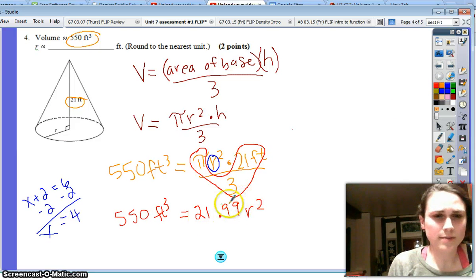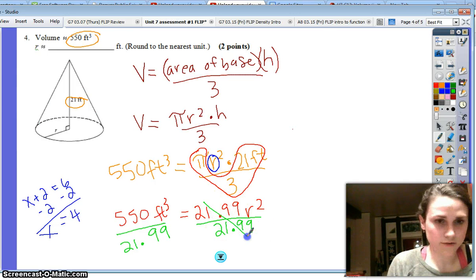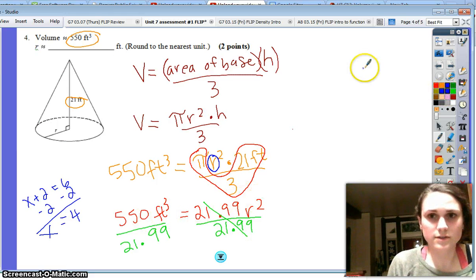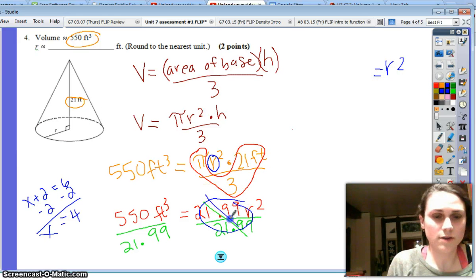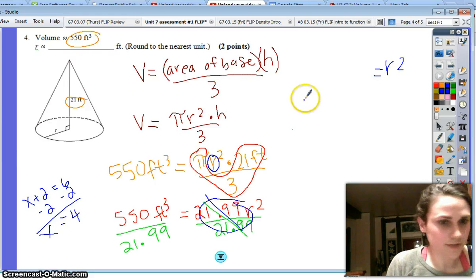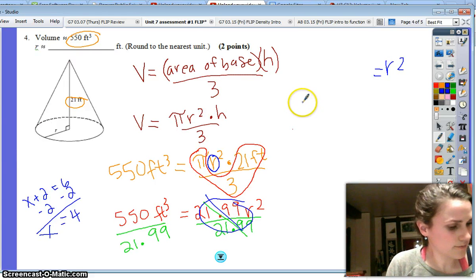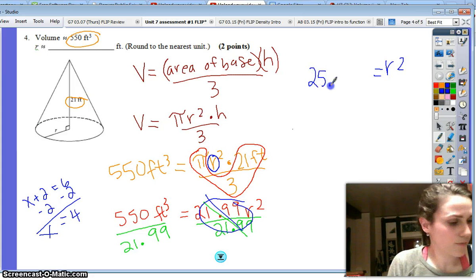I currently have r squared being multiplied by 21.99, and I need to get rid of that. Since they're being multiplied, I need to perform the inverse operation. The inverse of multiplication is division. When I do 21.99 divided by 21.99, this reduces to 1, because anything divided by itself is 1. That leaves me with just r squared on my right-hand side, technically 1 times r squared. On the left-hand side, I have 550 divided by 21.99, and that equals 25.01.